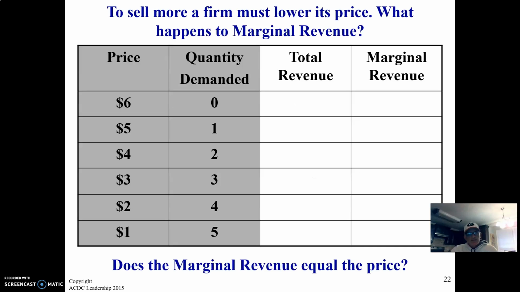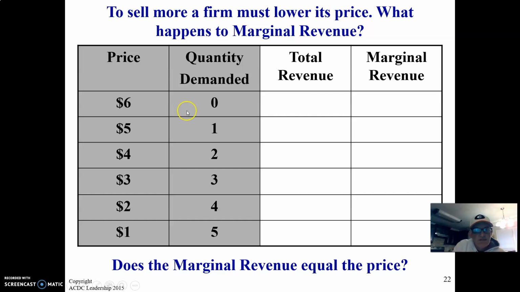It's actually pretty easy. Just like we did on the last table, we're going to take our total revenue, and then it's going to be the change in our total revenue, right? Marginal, additional revenue. Total revenue, additional revenue. So let's just take a quick look at this particular problem here.